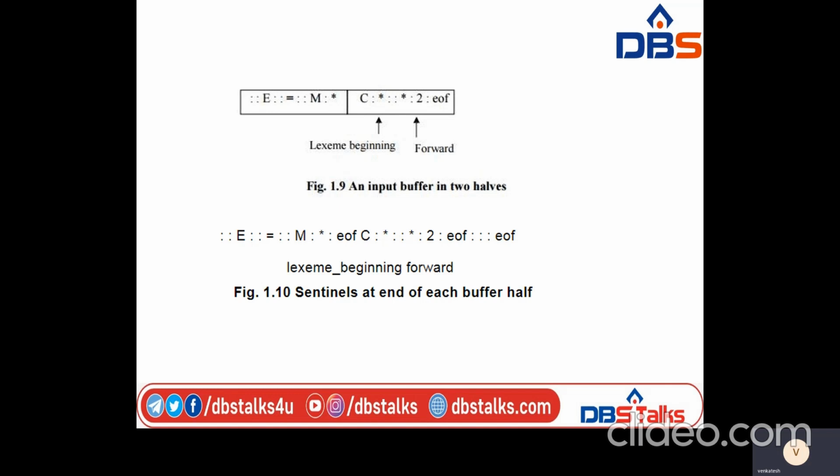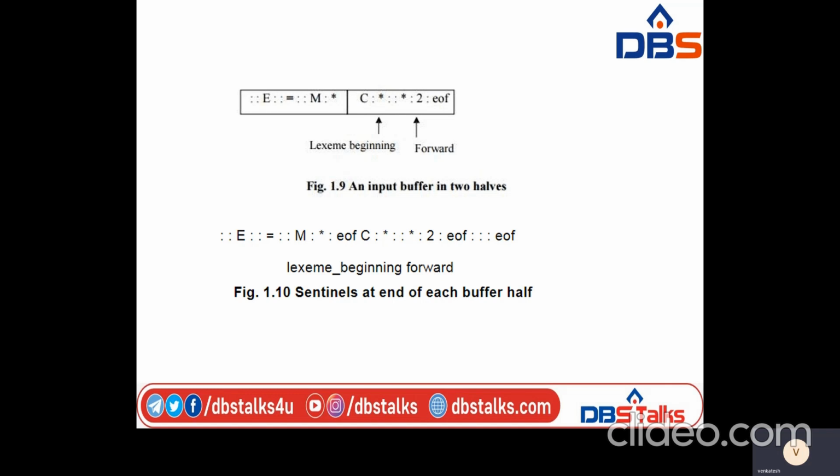In this two buffer scheme, two buffers are used to store the input stream. The first buffer and the second buffer are scanned alternately. So the problem was solved. When the end of one buffer is reached, the other buffer is filled.